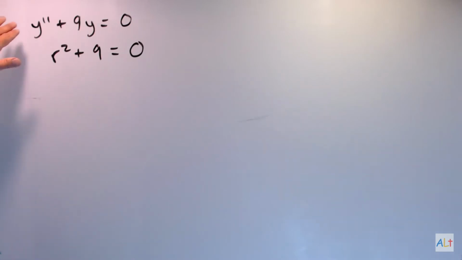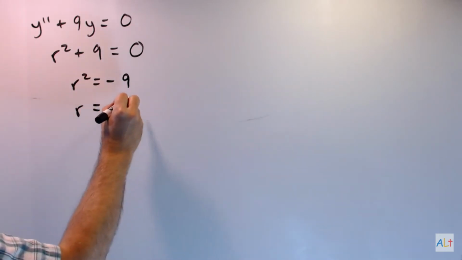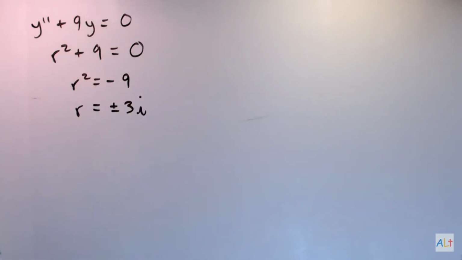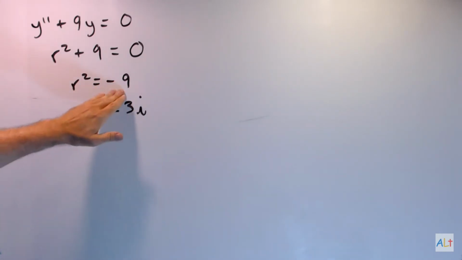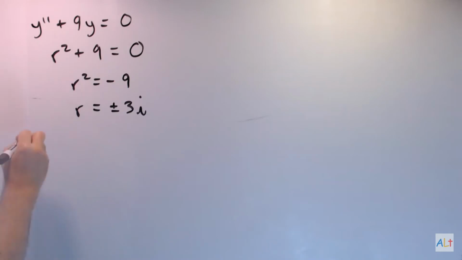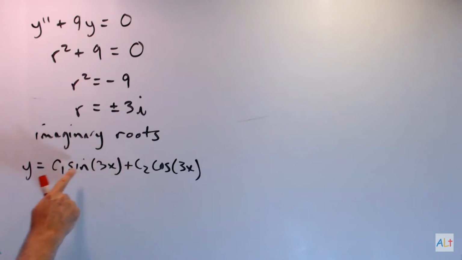So here's our next example, together with the characteristic equation. r squared equals -9, so r equals plus or minus 3i. We have to bring in an imaginary number because we're taking the square root of a negative. These are imaginary roots, and the solution looks a bit different. It has trigonometric functions. Again, the coefficients can be anything you like.